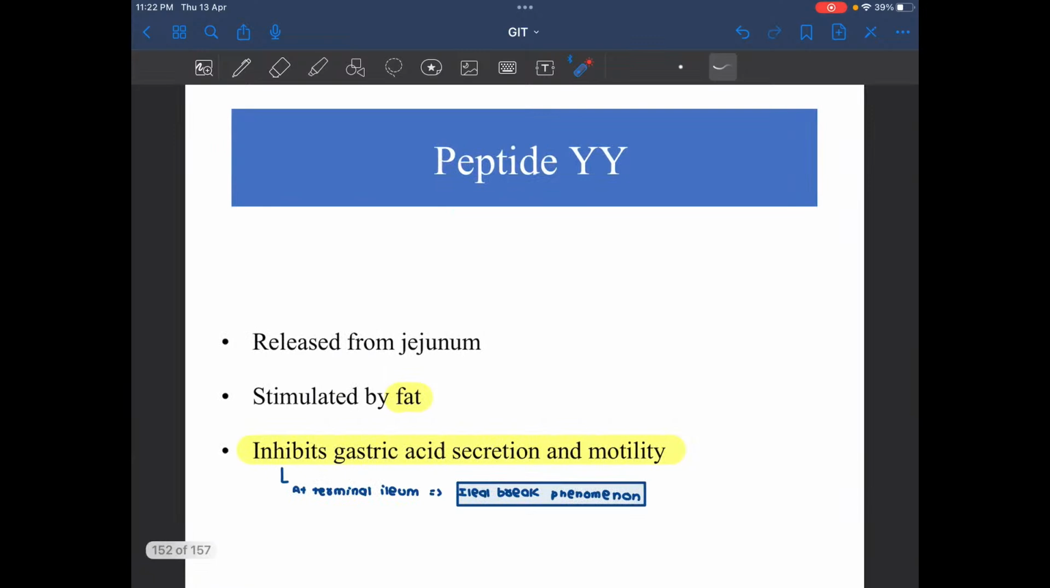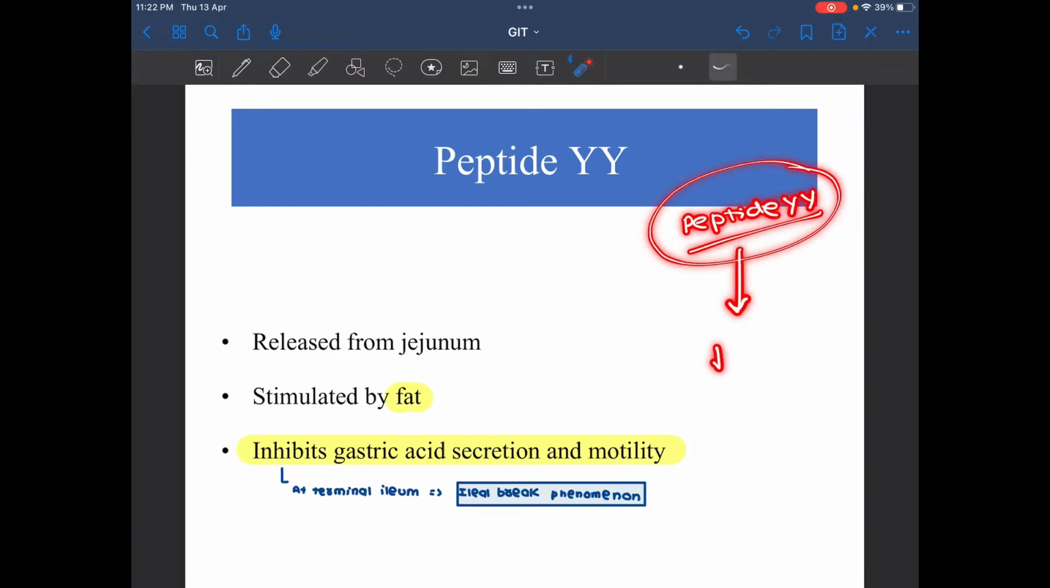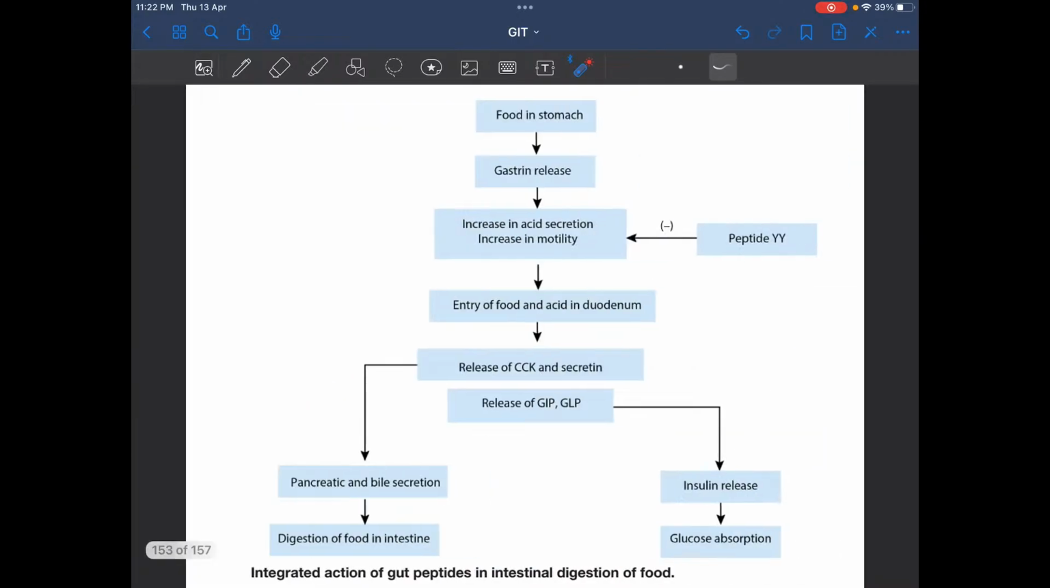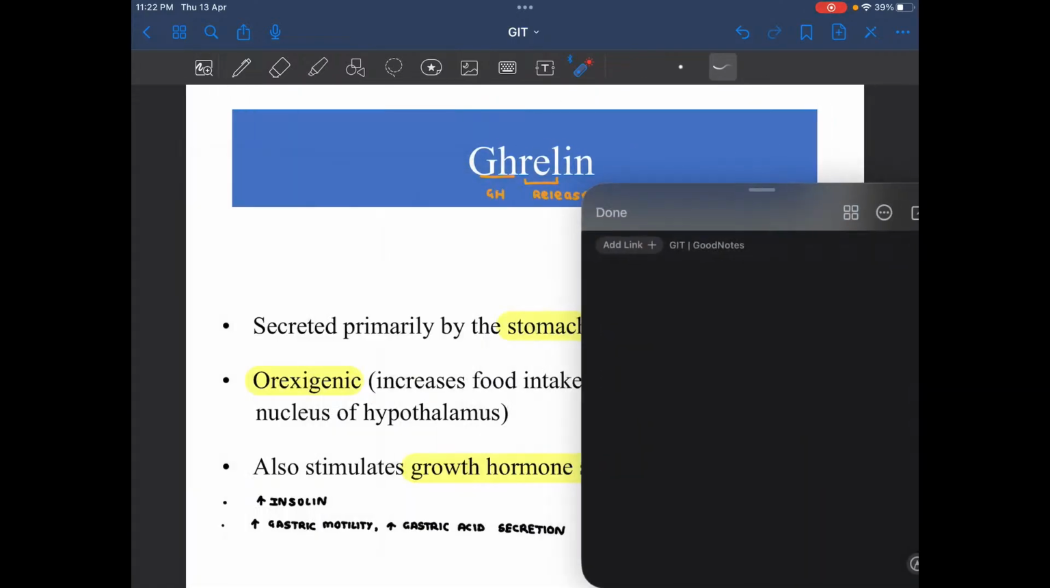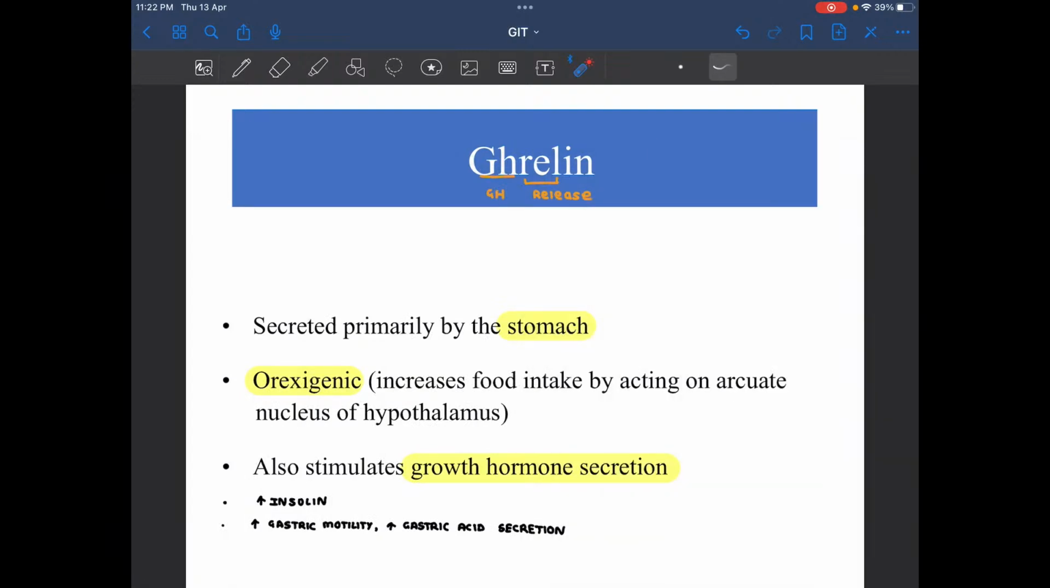Okay, peptide YY. For peptide YY also, the main thing to remember is that it mainly decreases the motility and it decreases your gastric acid secretion. Okay, all right, and the last one, and then we'll conclude the session, is ghrelin. So what does ghrelin stand for? It stands for growth hormone release. Okay, so that is what ghrelin means.